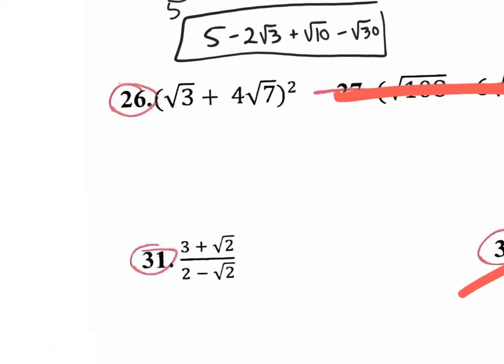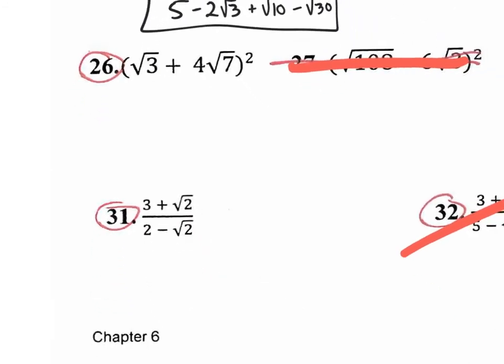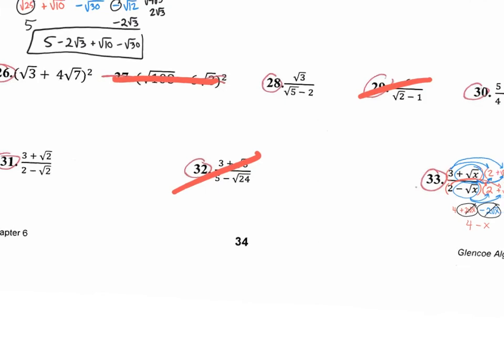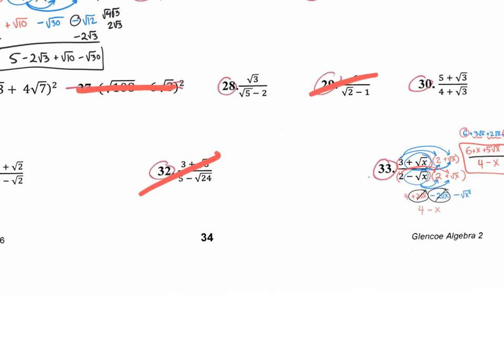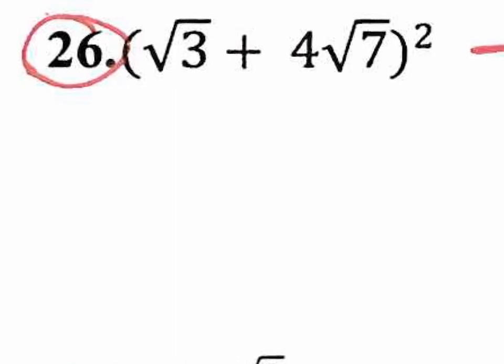So we're going to do the same for 26, but you're going to have to write it twice. Should we do 26, or should we jump to fractions that have radicals in them? 26, why not? All right, 30. All right, we'll get to 30 right now.